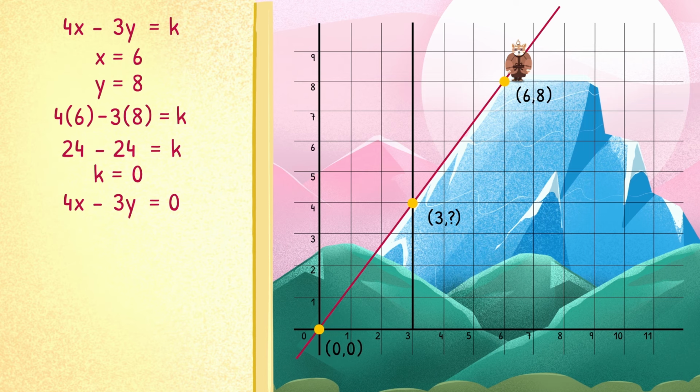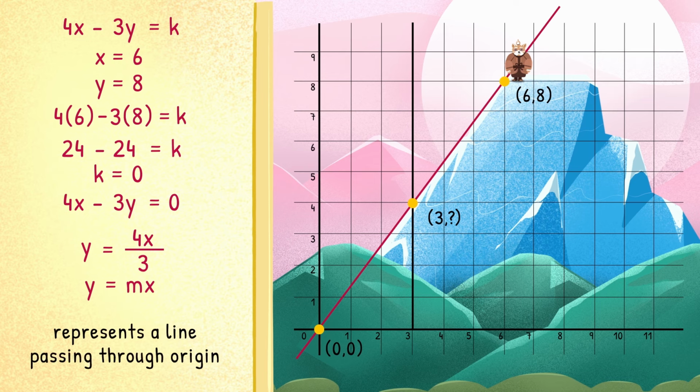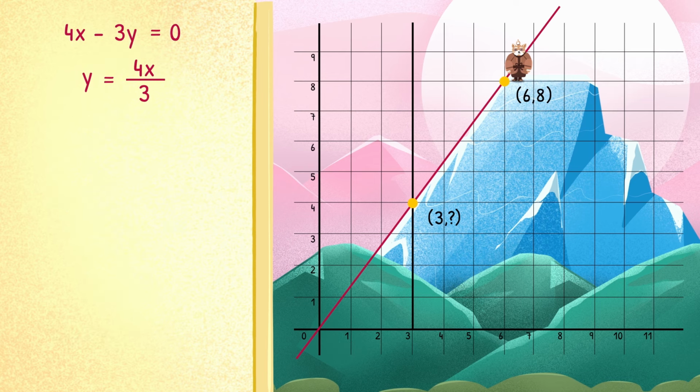4x minus 3y equals 0 can also be written as y equals 4x by 3. In general, we say that an equation of the form y equals mx, where m is any constant, represents a line passing through the origin. Using this equation along with the x-coordinate of the academy, we can calculate the missing value of the y-coordinate.